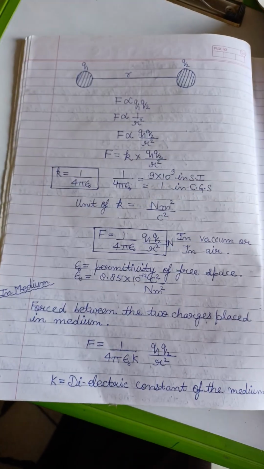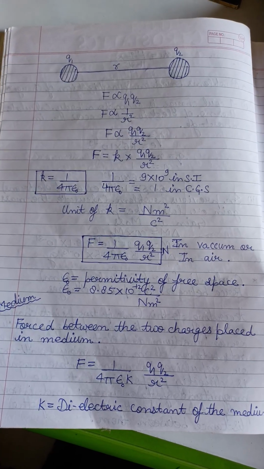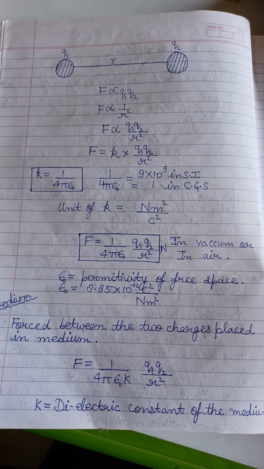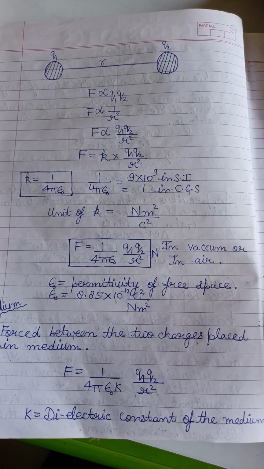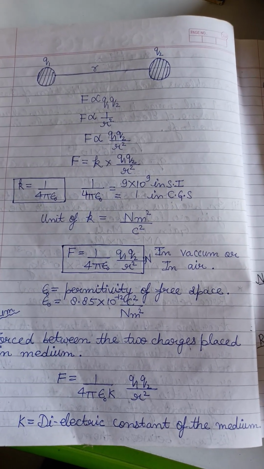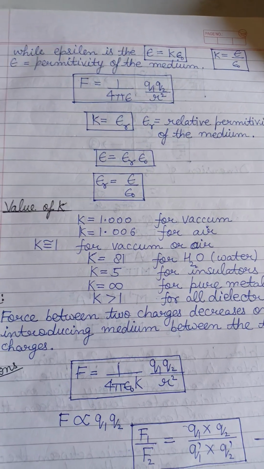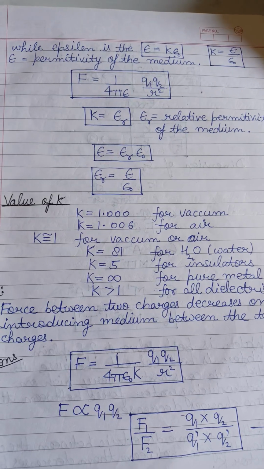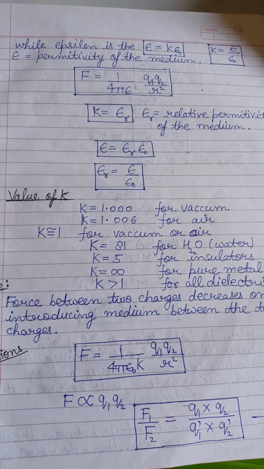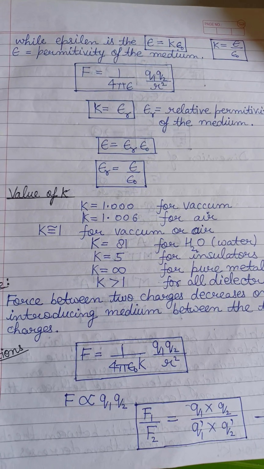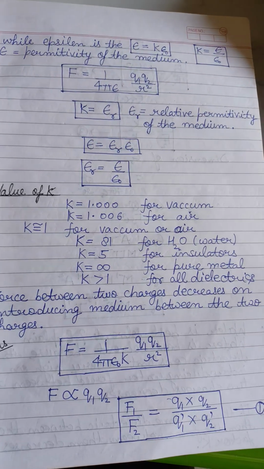If we are talking about a medium, then the force between the two charges placed in the medium is F is equal to 1 upon 4 pi epsilon naught K q1 q2 by r square. K is the dielectric constant of the medium, while epsilon is equal to K epsilon naught. Epsilon is the permittivity of the medium, and force is equal to 1 upon 4 pi epsilon q1 q2 by r square.